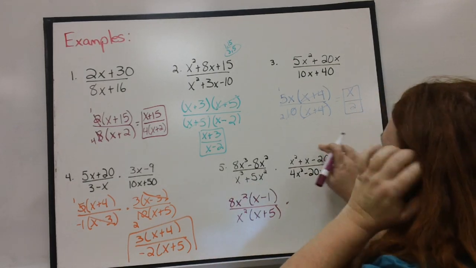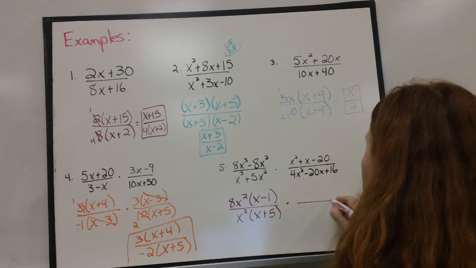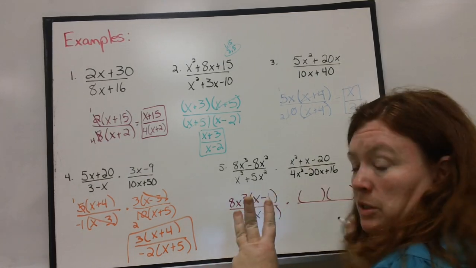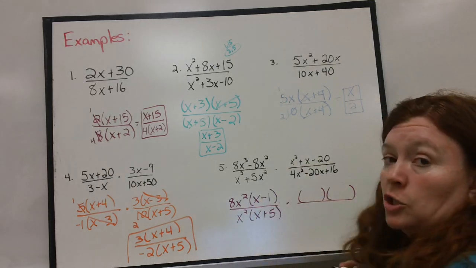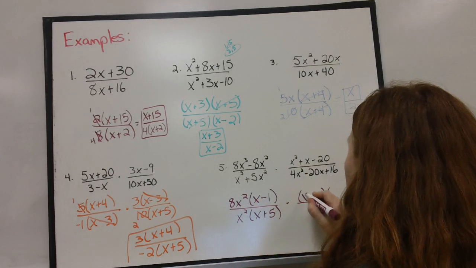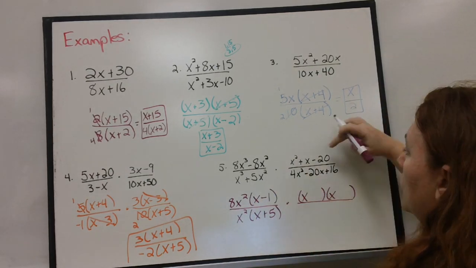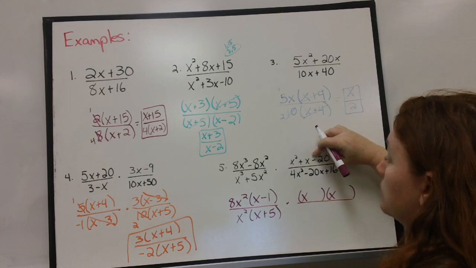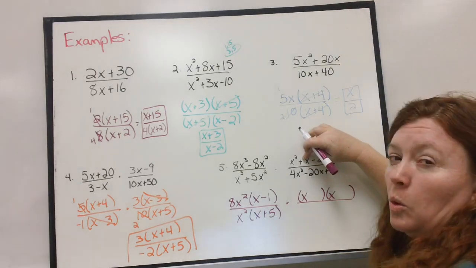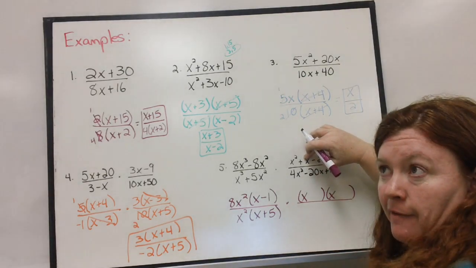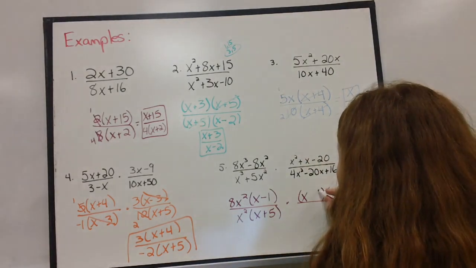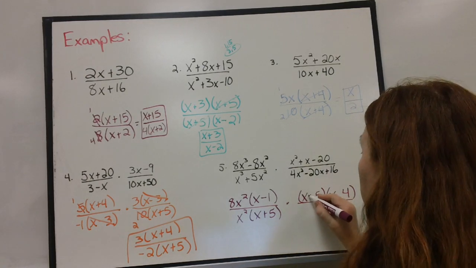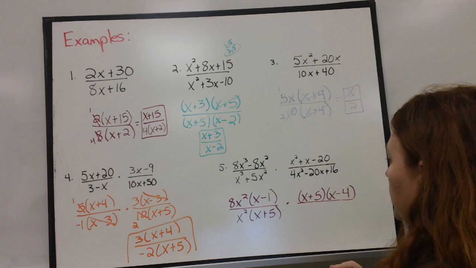All right, these can be factored. There is no common factor, but I have 3 terms, so I could break them into 2 parentheses. X squared is x times x. What 2 numbers multiply to give me 20, but subtract to give me 1? 5 and 4. To get a positive 1, I have a plus 5 and a minus 4.